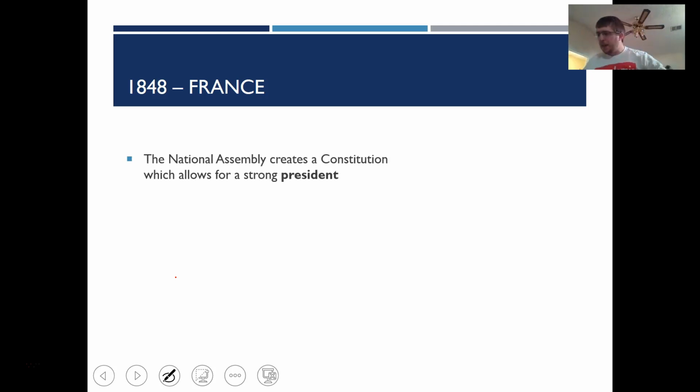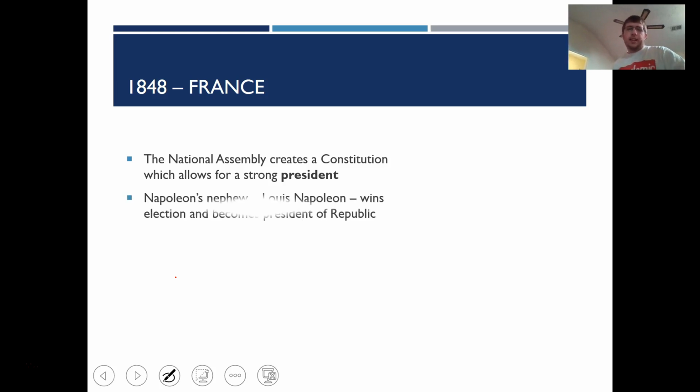Now, out of all this, the National Assembly decides, again, the legislative body here, they decide, you know what, we got to do something that makes sure we have a strong president that can handle any sort of conflict that comes forth in France. So what they do is they create a constitution. They write a constitution for France to go forward, which allows for the strong president.